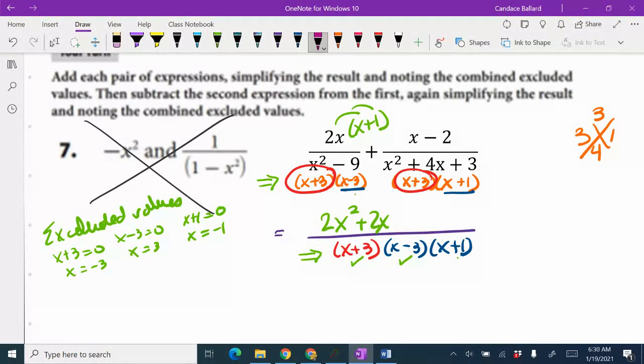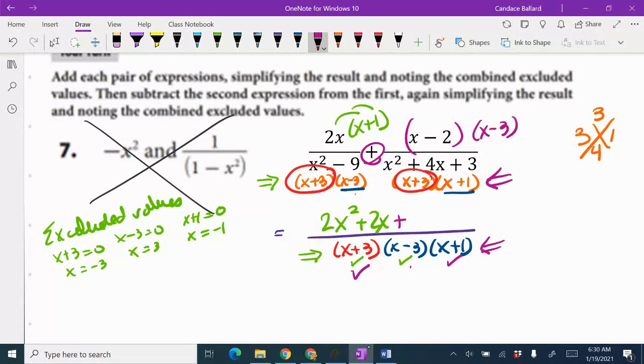I am now going to compare my second denominator to my least common denominator. I notice I have the x plus 3. I notice I have the x plus 1. I am missing the x minus 3. And the good news in this one is I don't have a minus sign, it's a plus sign, so I'm not worried about having to do extra work.